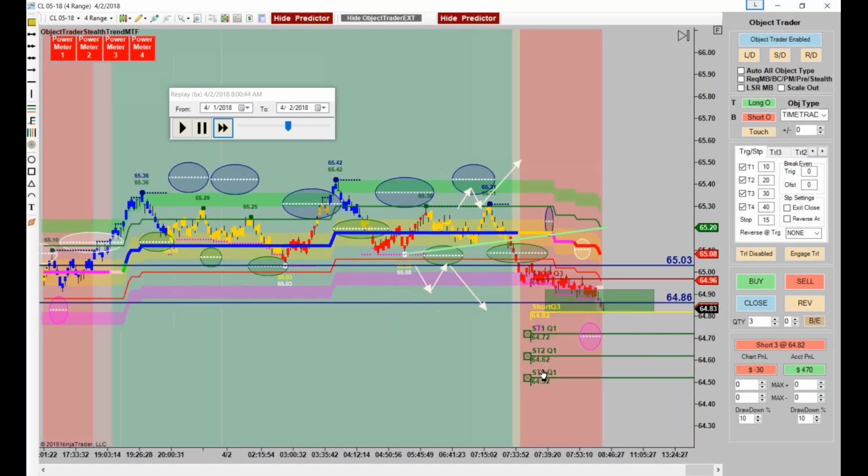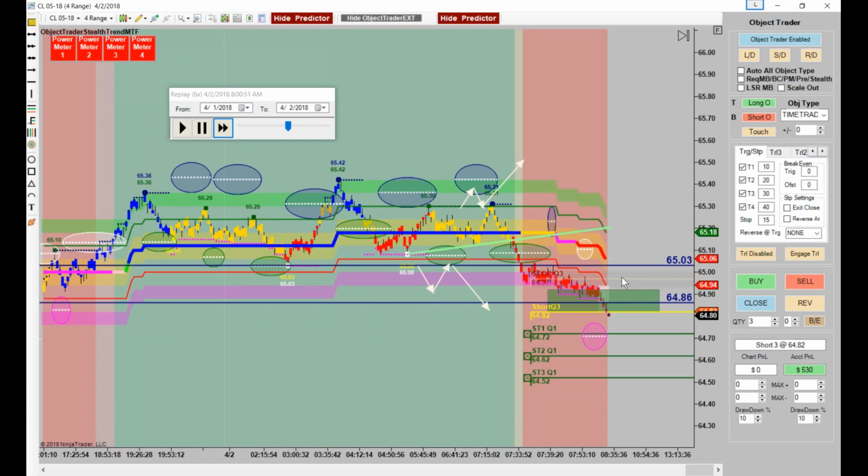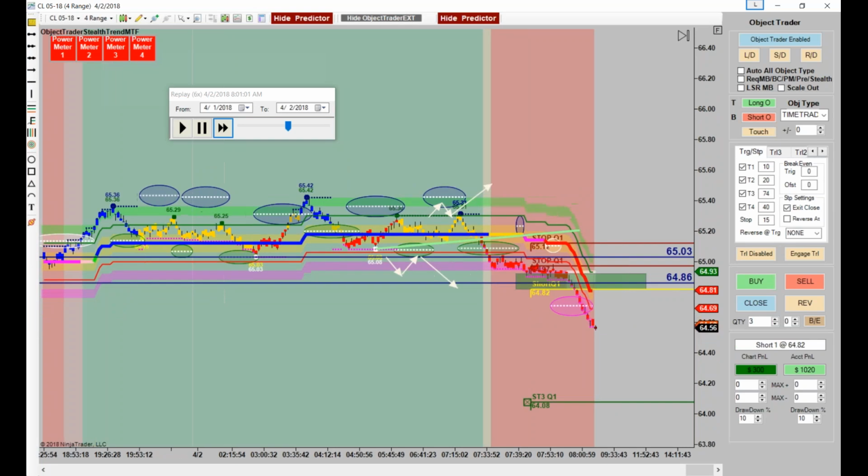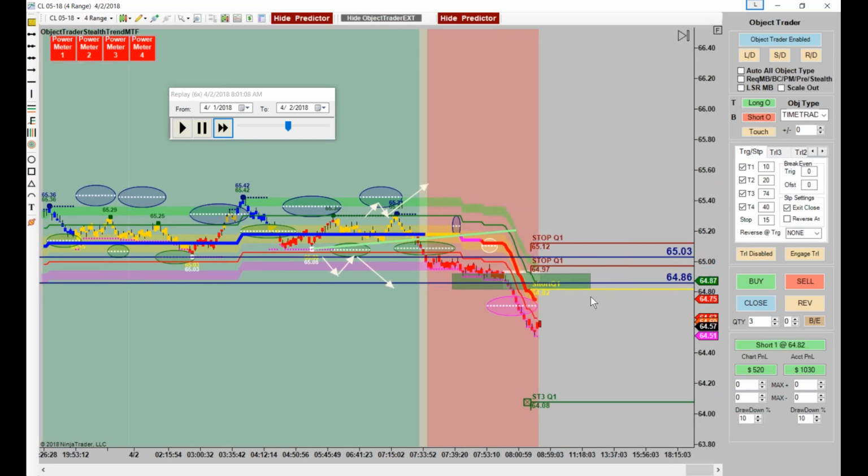Stop would go just above the swing, like so. Exit on close. And you got a monster trade, okay? Everybody see that? That trade was called in the room this morning, by the way. But what if you missed it?